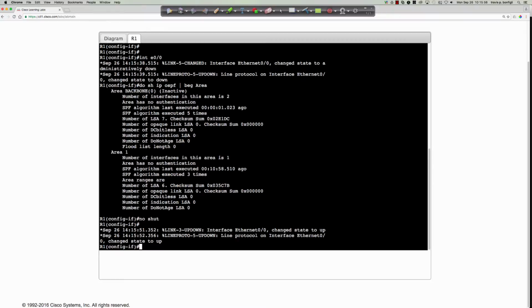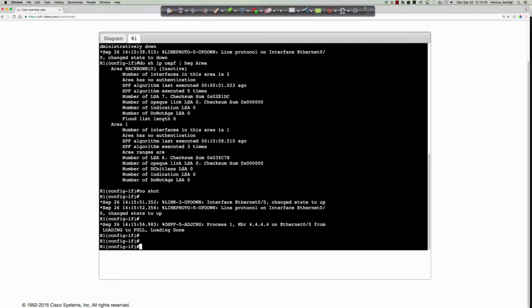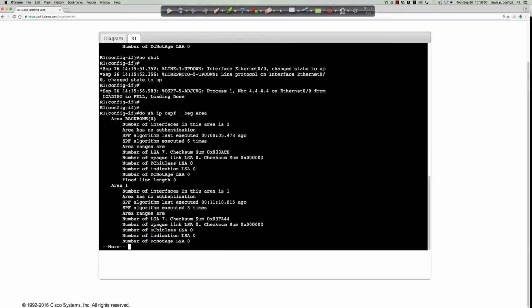And the adjacency, and I guess the Ethernet, yeah, there we go, is connected up, and then we'll say do show ip ospf begin area again. And yes, the interface coming up from a down state or going down from an up state is going to trigger a full run of the SPF calculation. Now, if you've got links that are flapping and you're seeing this SPF algorithm number increase exponentially, then you've got a problem in your environment.